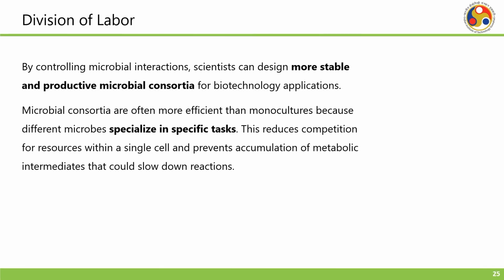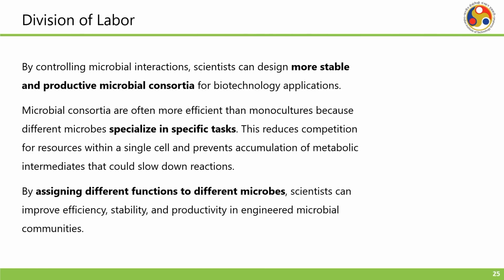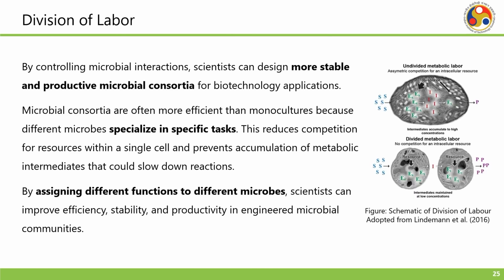Number one important thing is the division of labor. By controlling microbial interactions, we can design more stable and productive microbial consortia for biotechnology applications. Microbial consortia are often more efficient than monocultures because different microbes specialize in different specific tasks. This reduces competition for resources within a single cell and prevents accumulation of metabolic intermediates that could slow down reactions. By assigning different functions to different microbes, we can improve efficiency, stability and productivity in engineered microbial communities.